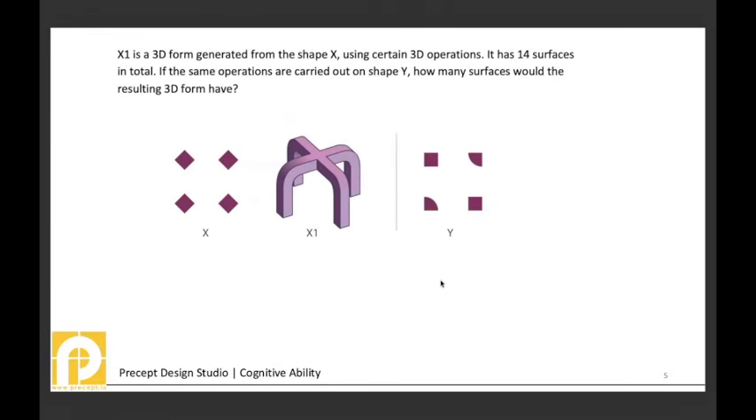X1 is a 3D form generated from the shape X using a certain 3D operation. So we do some 3D operation on this pattern X and it generates this kind of a 3D. This particular 3D has 14 surfaces. Okay, how 14? There are 14 surfaces as 1 and 2. These two surfaces getting repeated 1, 2, 3, and 4 times.